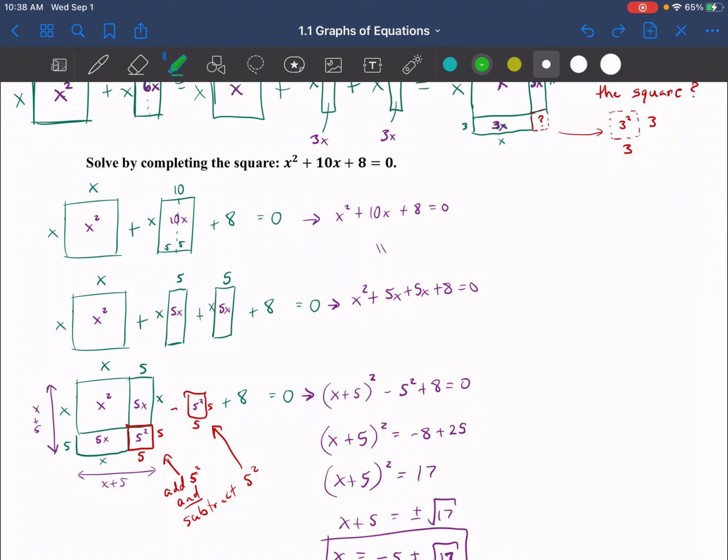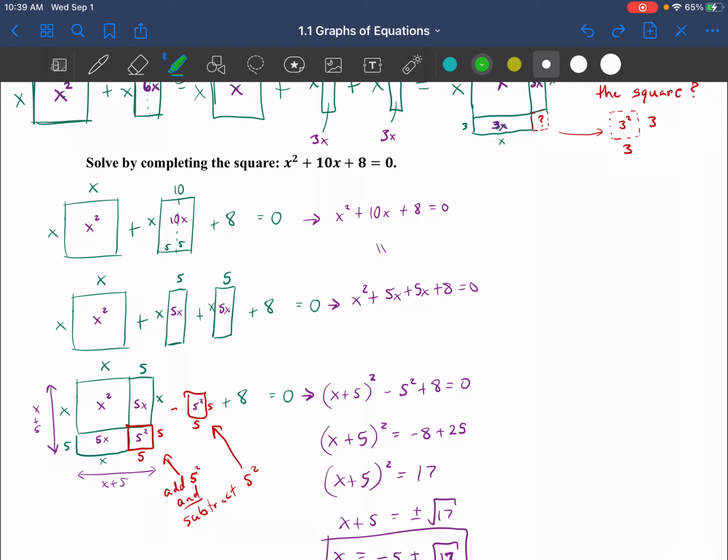So I add a 5 by 5 square onto it, and then I also subtract a 5 by 5 square. So I'm adding 5 squared and subtracting 5 squared. That's like adding 25 and subtracting 25. That's the result of adding 0, but it's going to put it into a better form for us. Okay, so that's what I do there picture-wise.